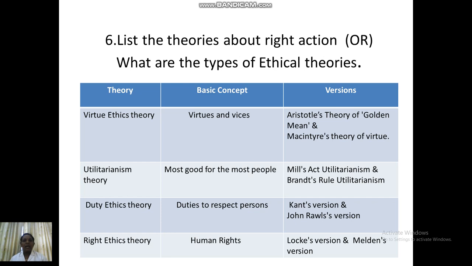The sixth question is: list the theories about right action or what are the types of ethical theories. They are: virtue ethics theory, utilitarianism theory, duty ethics theory, right ethics theory. Virtue ethics theory, the basic concept is virtues and vices, and versions are Aristotle's theory of golden mean and MacIntyre's theory of virtue. Utilitarianism theory, the basic concept is most good for the most people. The versions are Mill's Act Utilitarianism and Brandt's Rule Utilitarianism.